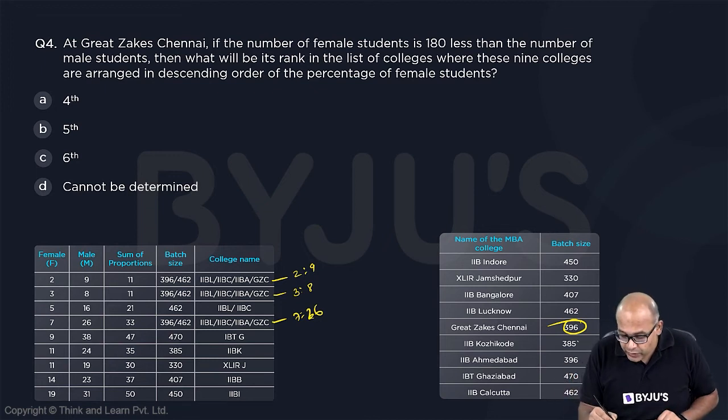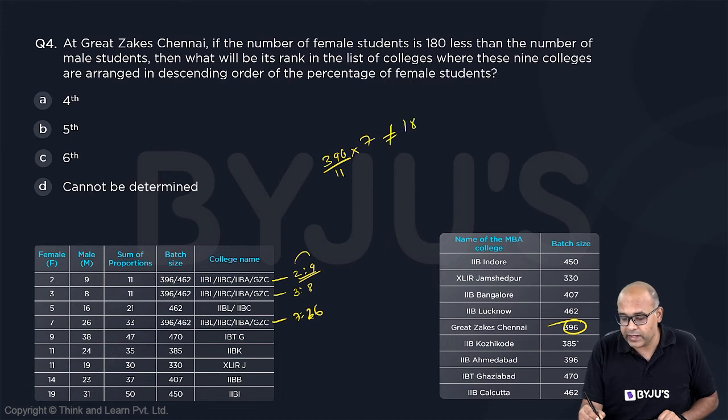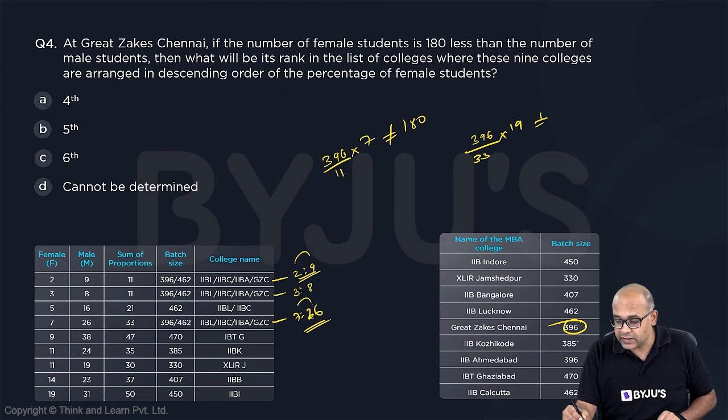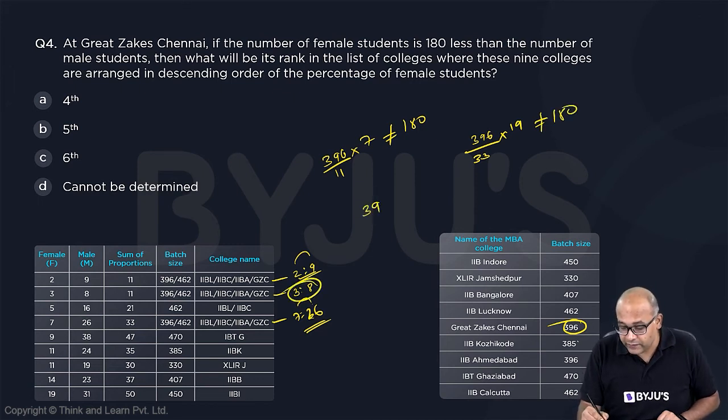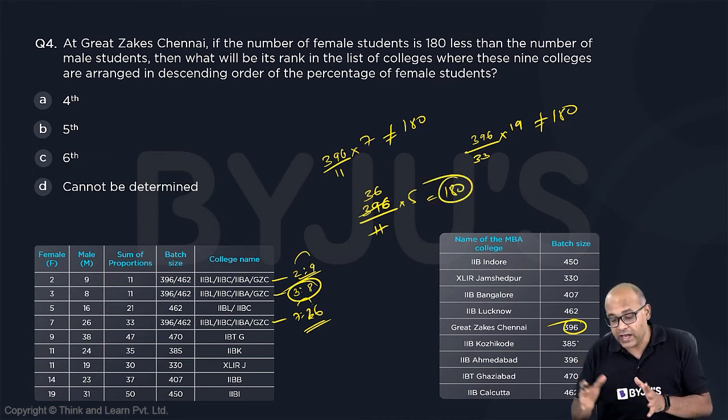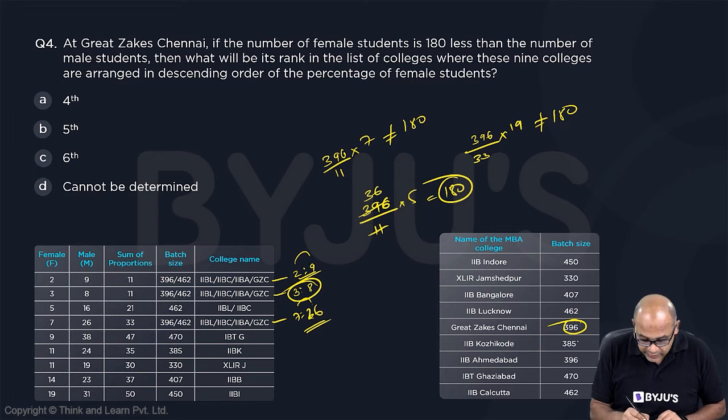That is the question. So if you look at the first ratio, 396 by 11 into the difference of these two is 7. This is clearly not 180. If you look at the third one, that is 396 by 33 into the difference between these two is 19. Clearly, this is also not 180. So it has to be the middle one, 3:8. So if you look at it and confirm it, 396 by 11 into 5. So 11 3s are 33, 11 6s are 66. So this is clearly 180. So we know that grade JX has to be the ratio 3:8.